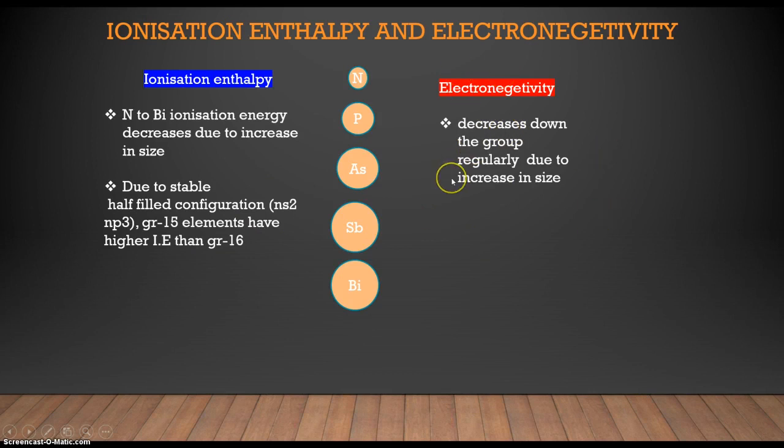Okay, now let's talk about electronegativity. There is a regular decrease of electronegativity from nitrogen to bismuth, because the size is increasing continuously from nitrogen to bismuth.